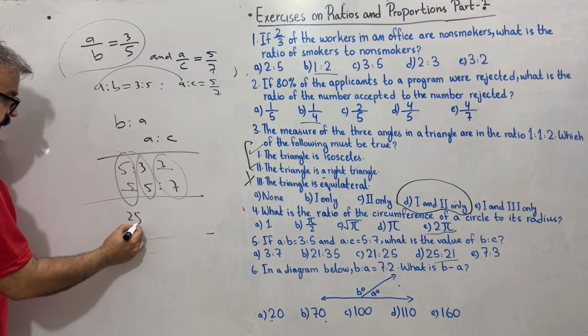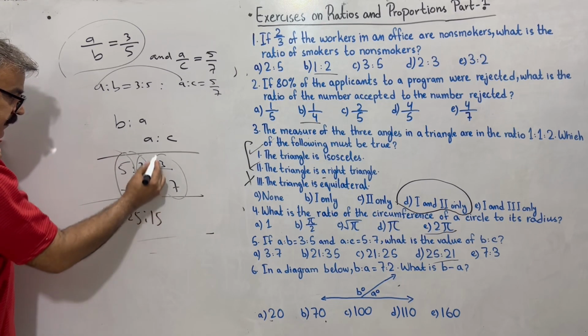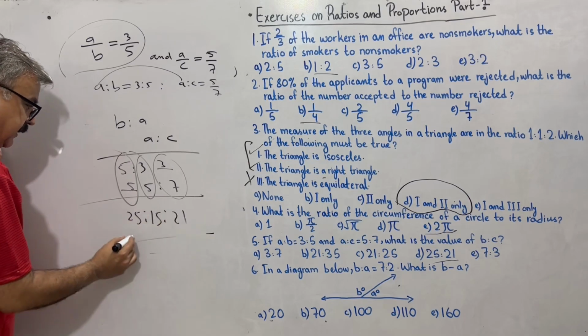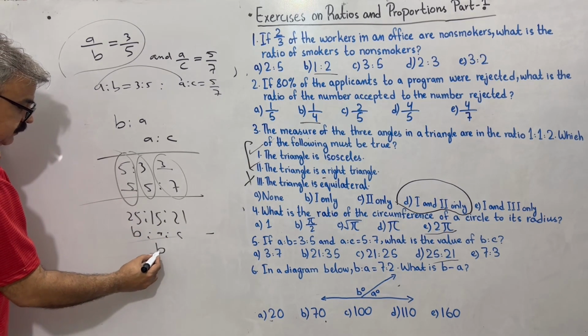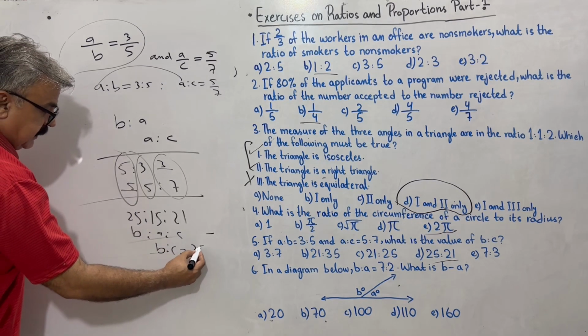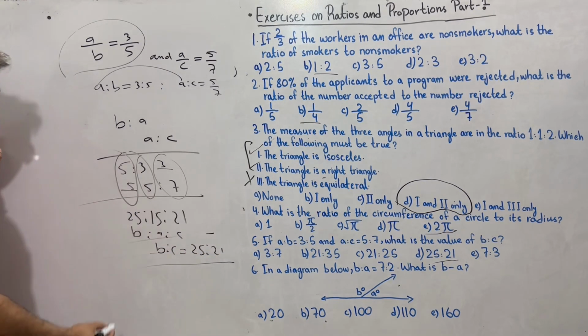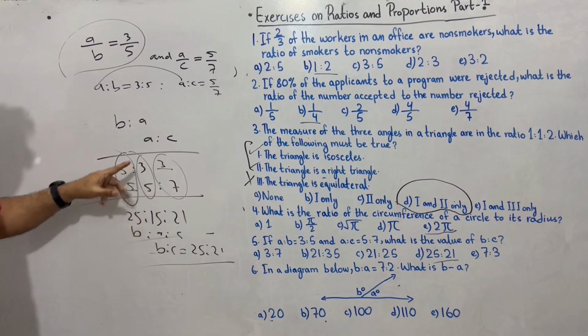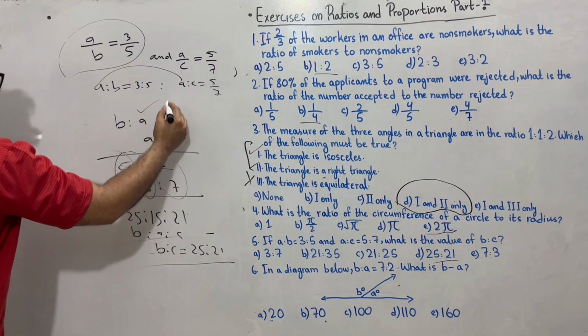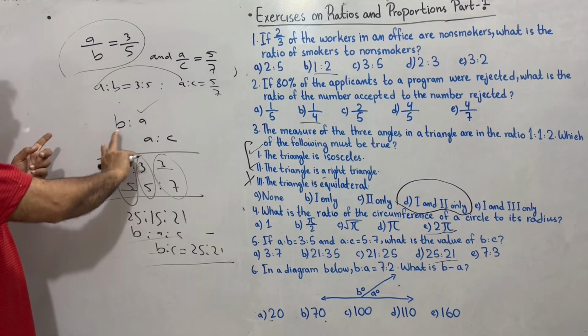Multiply: 5 5s are 25, 3 5s are 15, 3 7s are 21. That's our B, that's our A, that's our C. We are asked to find the ratio of BC, so it is 25 ratio 21. Whatever suits you, just adopt. The connecting link is A. That's why I have positioned A at the center, connecting B to A, then A to C.